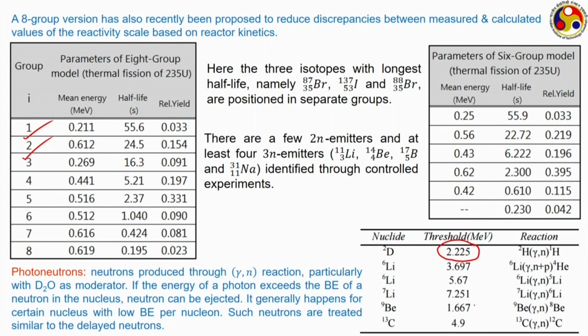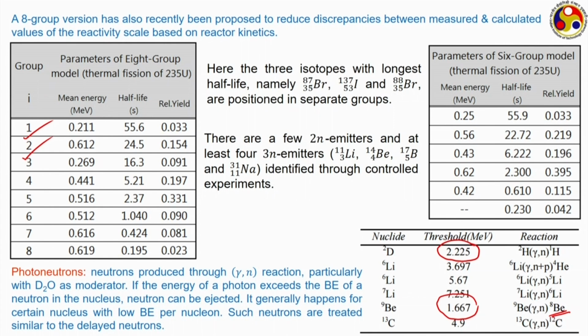And look at this example of beryllium 9. It has an extremely low binding energy, probably one of the lowest among all known isotopes. It is just 1.667 MeV, and therefore it is very easy to extract 1 photoneutron from this beryllium, and that leads to the formation of beryllium 8.